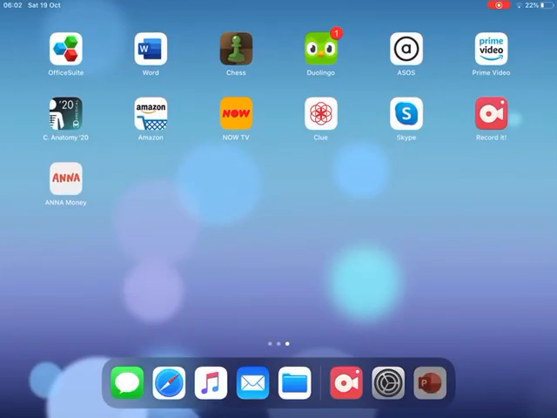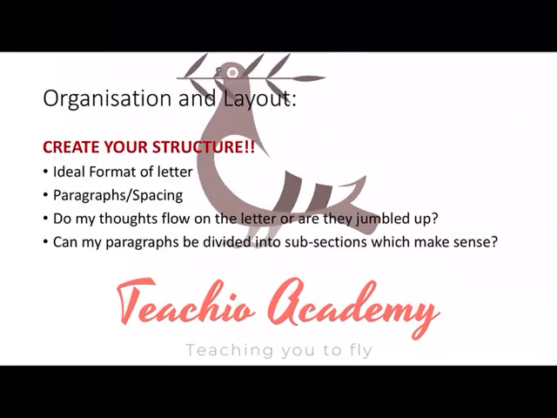Organization and layout. This is a section I want all of my students to score very highly in. This is a section that you can score full marks on. Know the formatting of a letter. Know where you write date. Know where you write address. Know how you write subject. Know your paragraphs. Know your paragraph spacing. Have a letter which has flow. So you have your introduction, you have your body, you have your conclusion with a reiteration of the purpose.